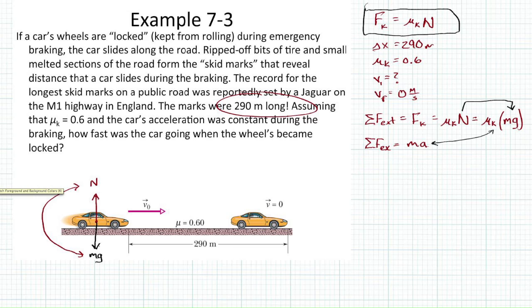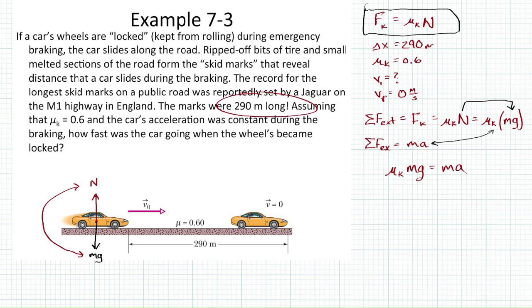Really, what we want to find is the acceleration, so that we can solve for how fast the car was initially going. So let's set these equal to each other. Coefficient of kinetic friction times mg equals ma. That's what we just stated above right here.